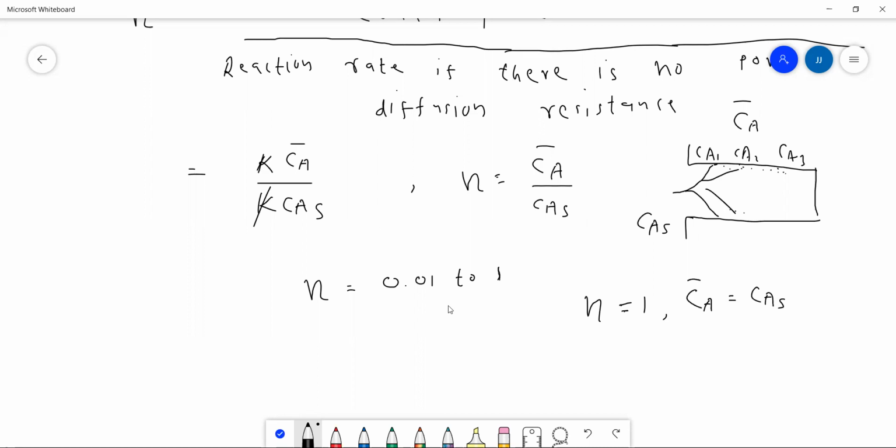And we do not have eta equal to 0. If we write eta is equal to 0, that means no pores. No pores, right?